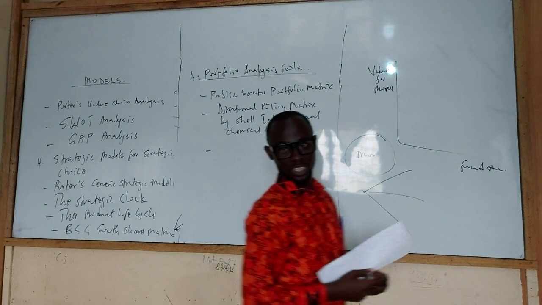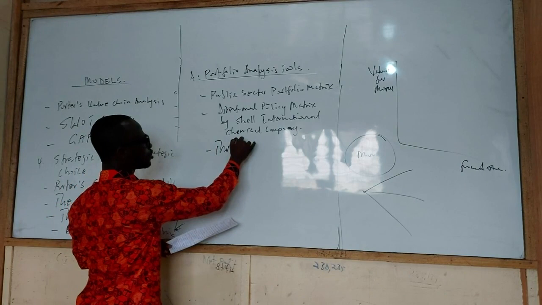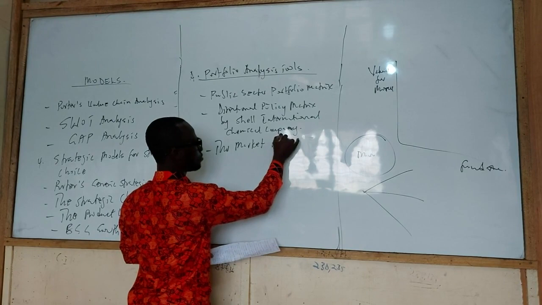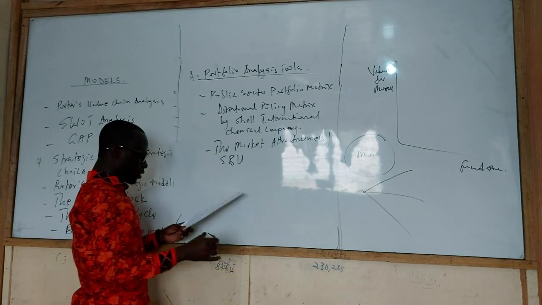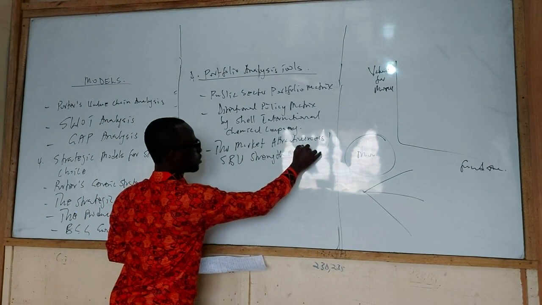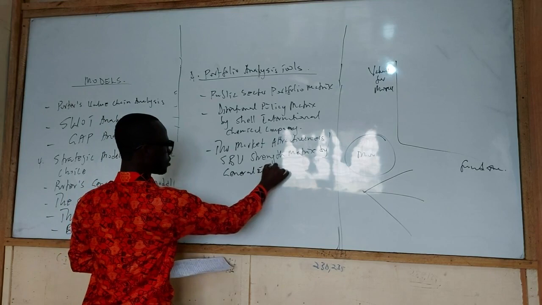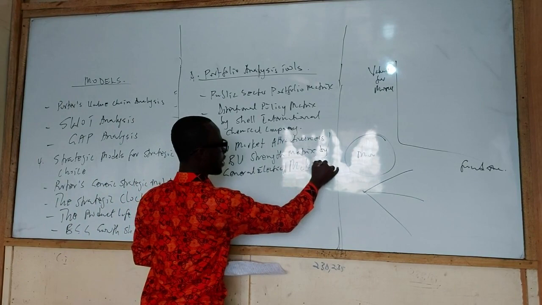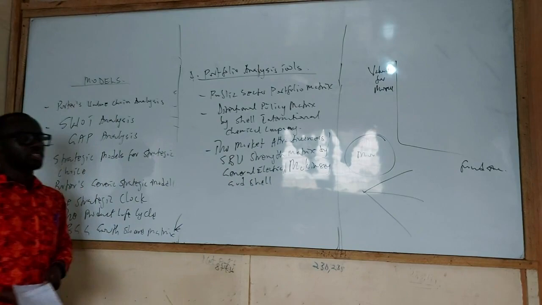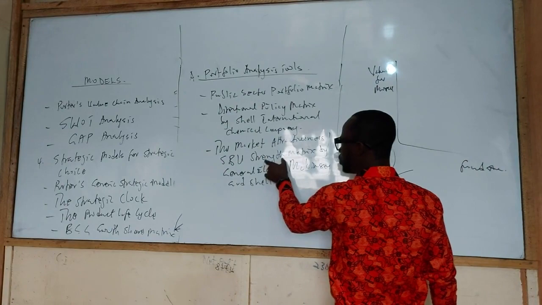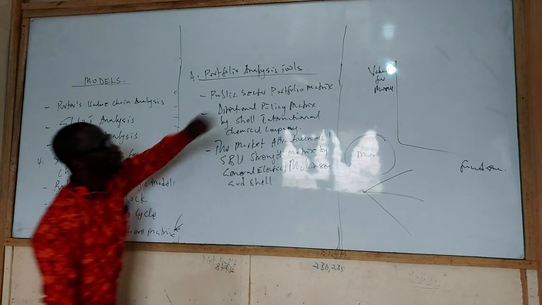The next one is the market attractiveness or SBU, Strategic Business Unit Strength Metrics. This one was developed by three different organizations: General Electric in the US, McKinsey, and then Shell. Here we look at portfolio management based on how the market is and then the strategic business unit strength. And we'll look at all of these things later on. So that is the first thing, portfolio analysis.